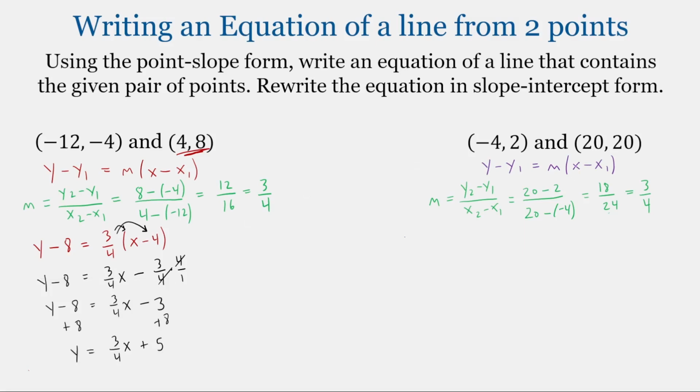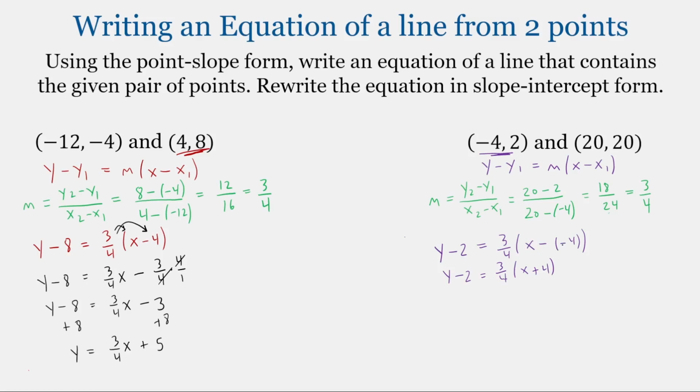So now let's write an equation. And in this case, I'm going to use this first point because the numbers are a bit smaller. So we have y minus 2 equal to 3/4 times x minus a negative 4. Then we could rewrite this as y minus 2 equal to 3/4 times x plus 4. And so there's our equation in point-slope form.